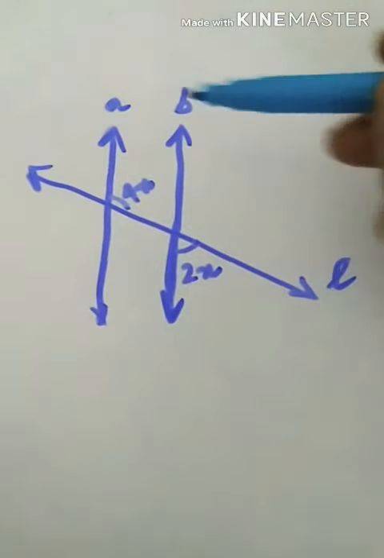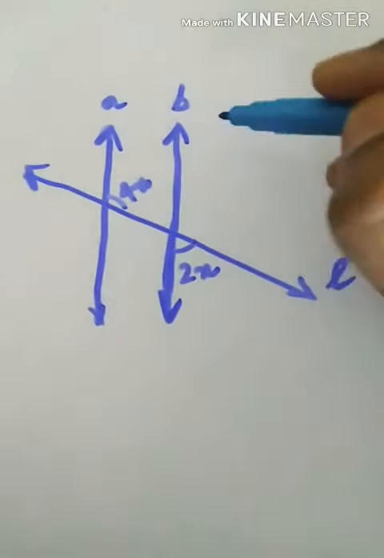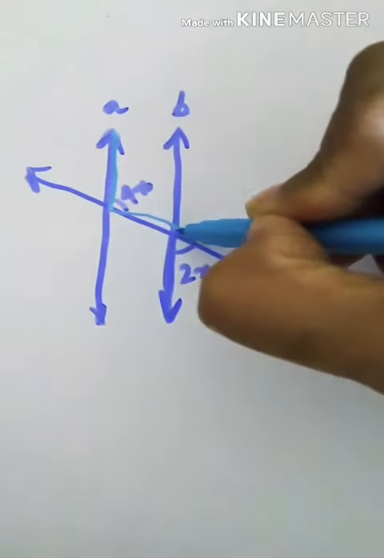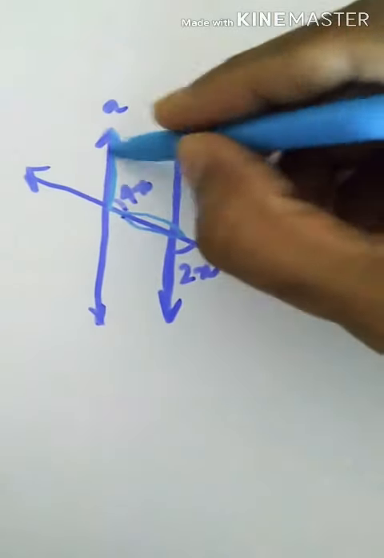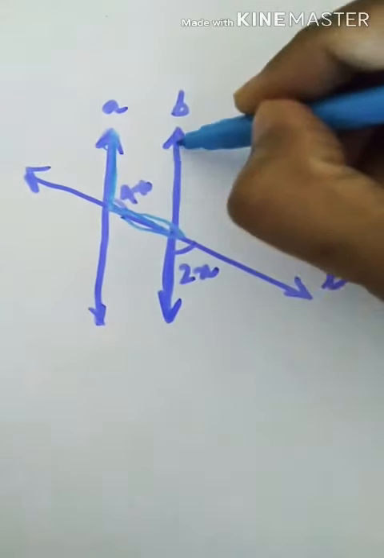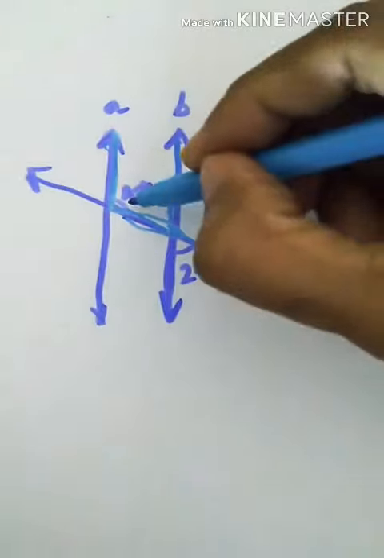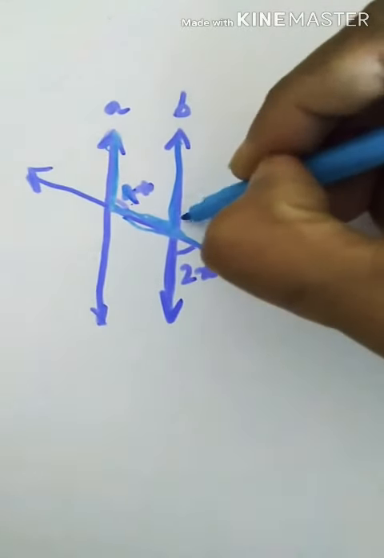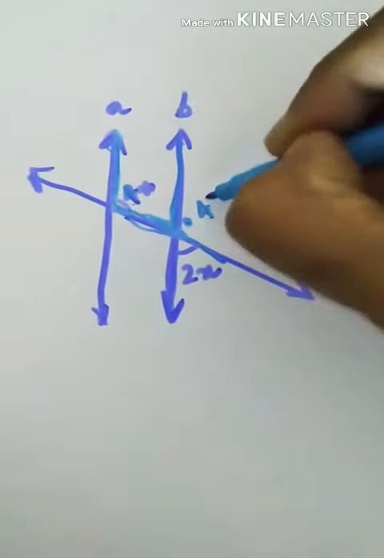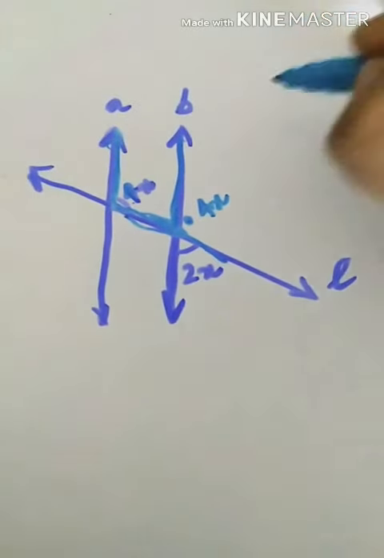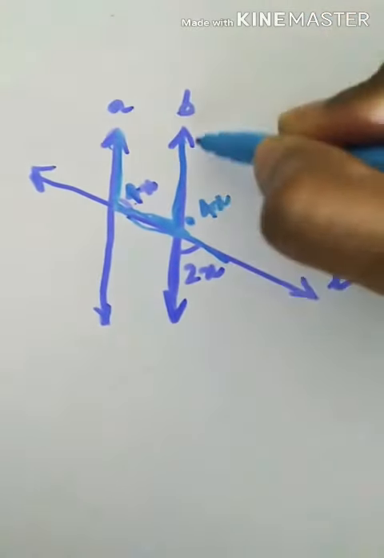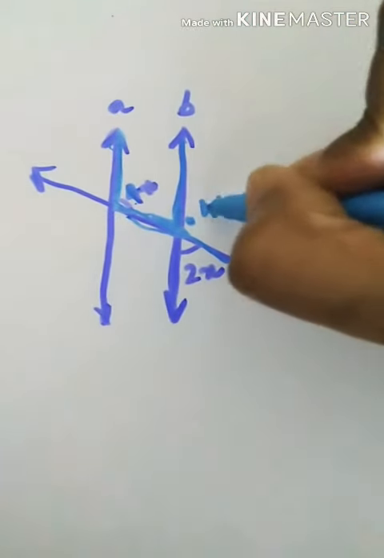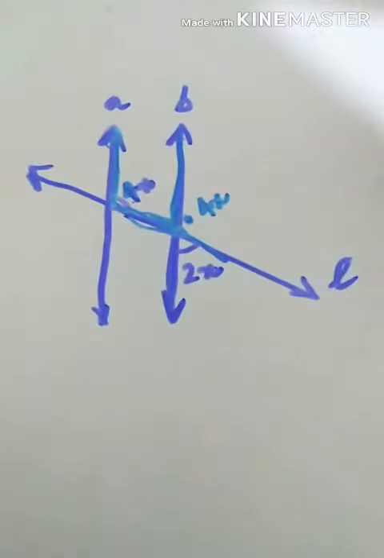Now, what did I say? I am considering the corresponding angles. That is, I'll consider this angle 4x and this angle, that is, these two angles. If this is 4x, then the corresponding pair, that is this angle, will also be 4x. Both are corresponding angles. They make an F letter shape. Okay. Now, what is the relation between 4x and 2x?